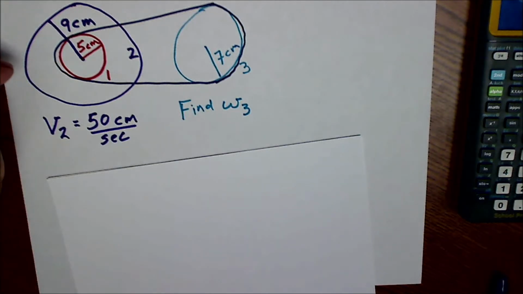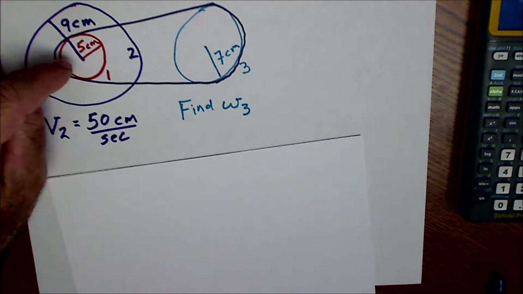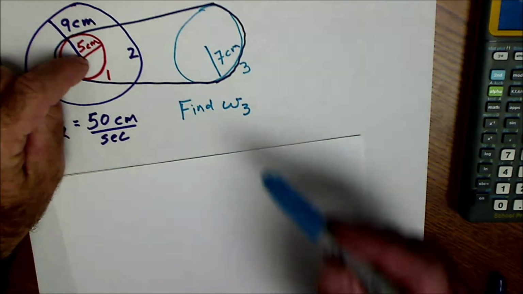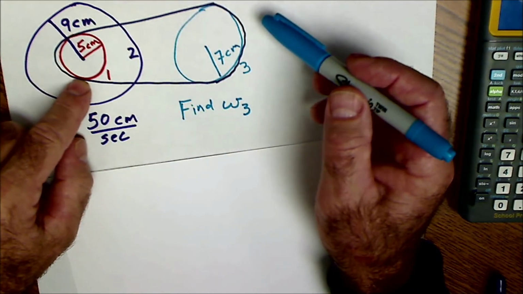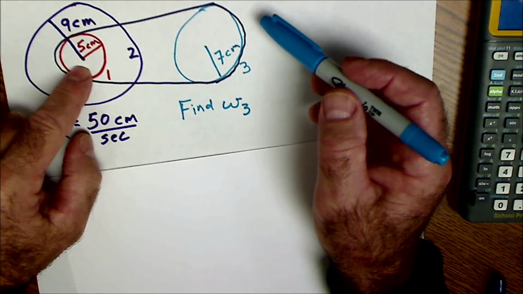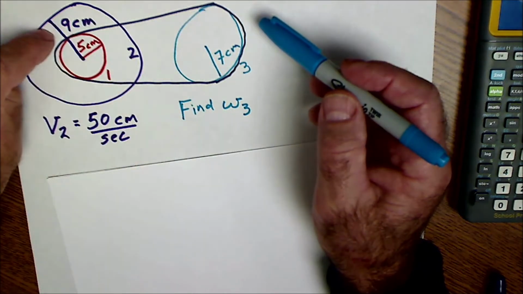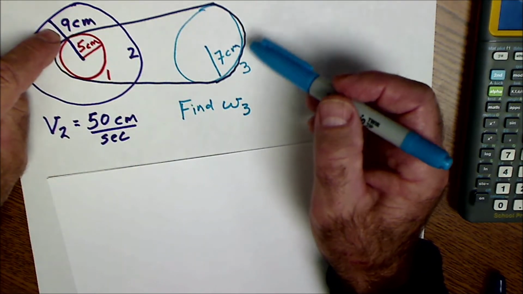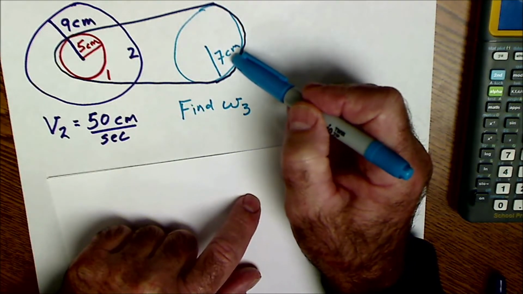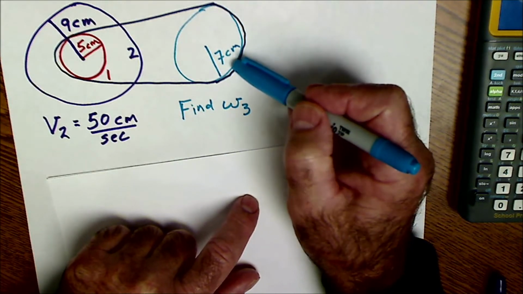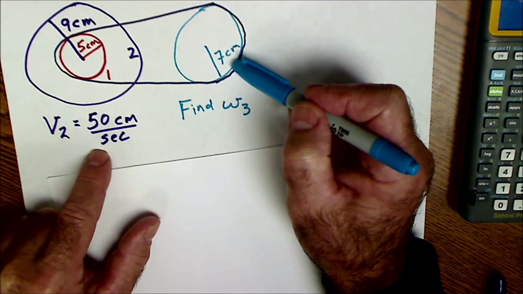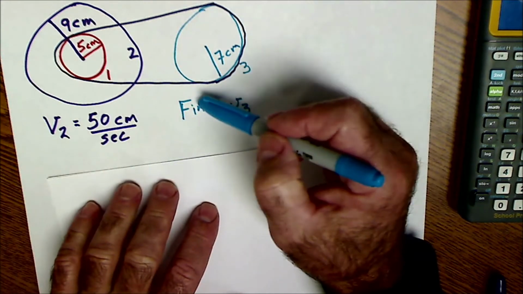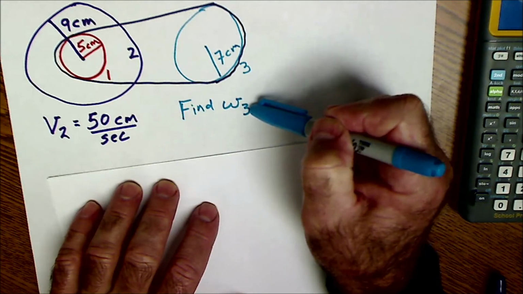Let's take a look at a really complex problem here. Now I have 3 gears. They have 2 gears with the same axis and 2 gears connected by a drive belt. Gear number 1 in red here has a radius of 5 centimeters. Gear 2, a radius of 9 centimeters. Gear 3, radius of 7 centimeters. And the only thing I'm given is a linear velocity of gear 2 at 50 centimeters per second. So go ahead and find the angular velocity of gear 3.